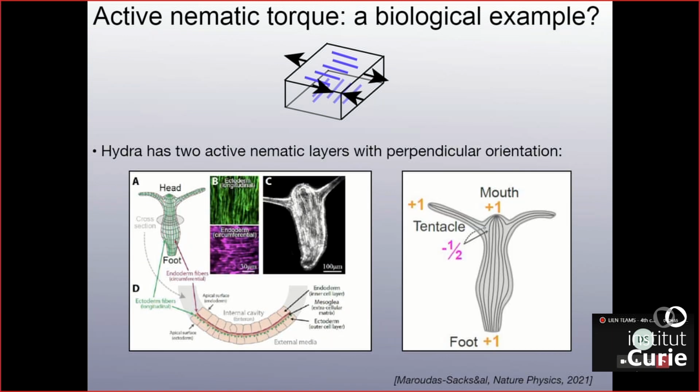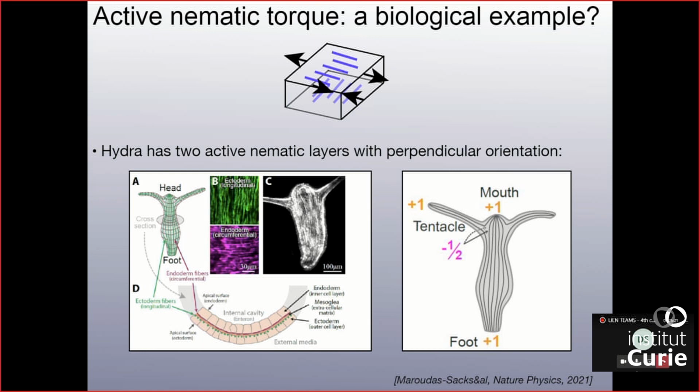And in fact, you heard about this yesterday, there is this very nice paper from Kinneret Keren, which shows that in Hydra, the organism is made of two tissues. If one looks at actin fibers in these two tissues, they are actually arranged orthogonal to each other. So this is the kind of situation that could create this nematic torque.